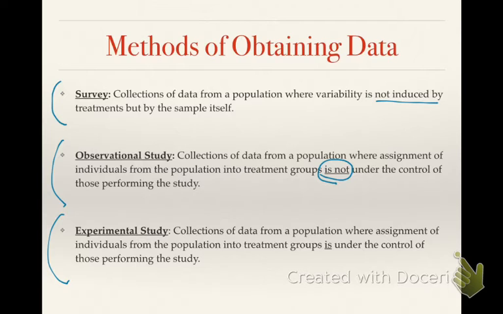An experimental study is where the assignment of individuals is under the control of the people performing the study. So this is where you split specifically into two groups of people, where one group of people has a certain set of conditions and another group of people have a different set of conditions, and you want to see what happens. So you actually do have some kind of say in the study itself.